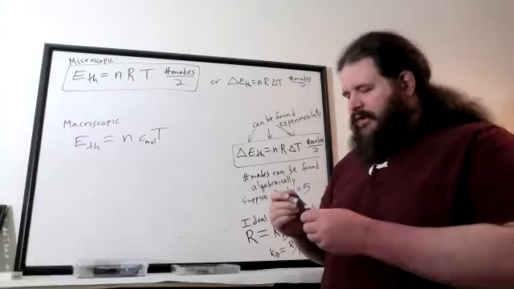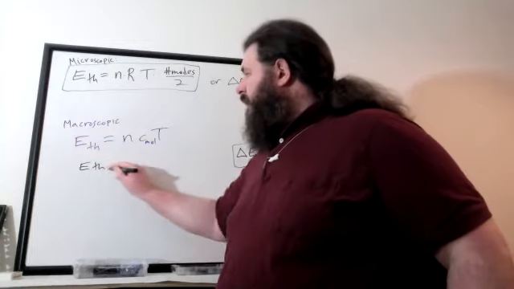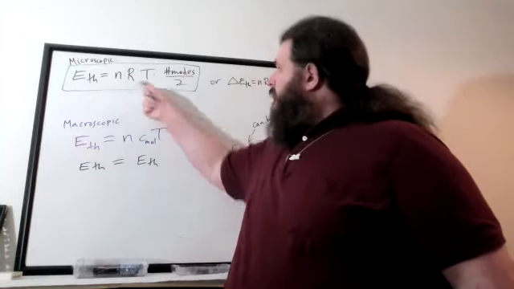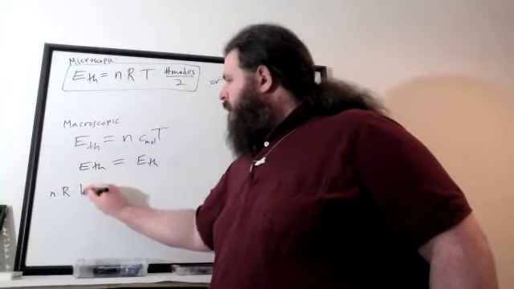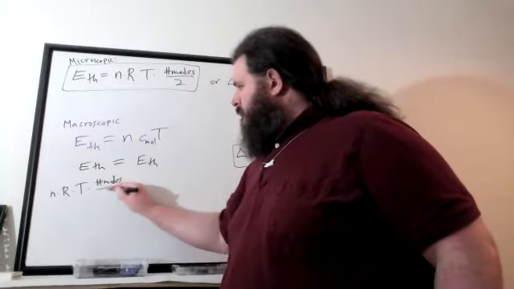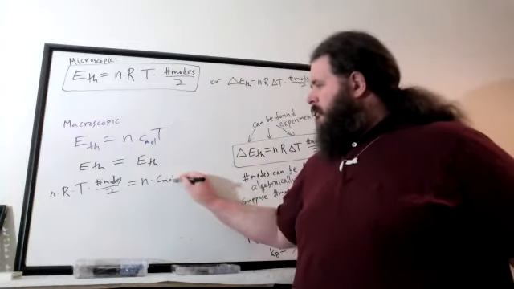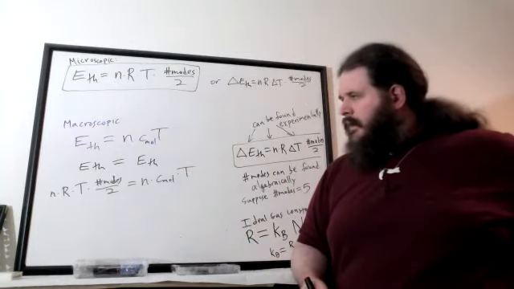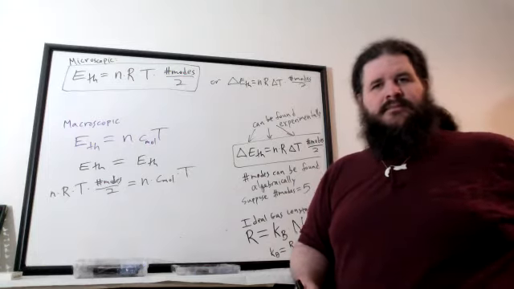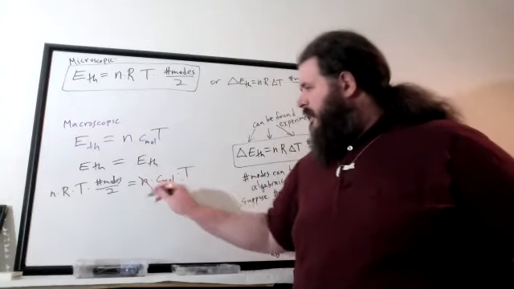So if we set those equal to each other, we can say E thermal from the microscopic perspective equals E thermal from the macroscopic perspective. Microscopic perspective, we'll use this formula. Macroscopic perspective, we'll use this formula. And what can we simplify? How can we simplify this equation? You can cancel out the number of moles. Yeah, N shows up on both sides, so we can divide by number of moles, cancel that out.